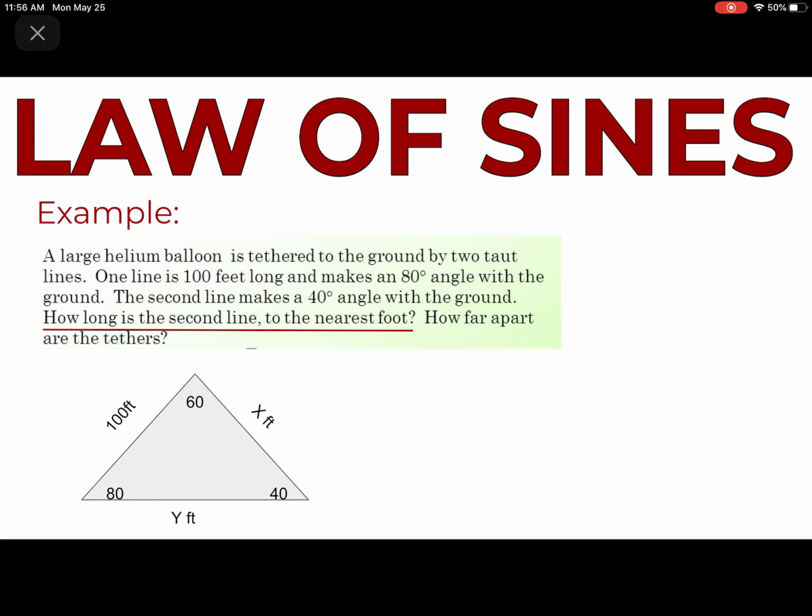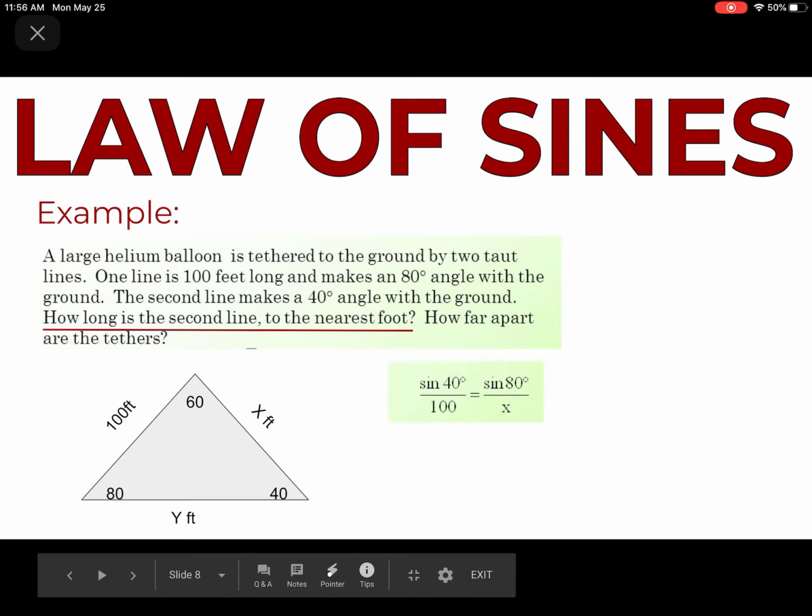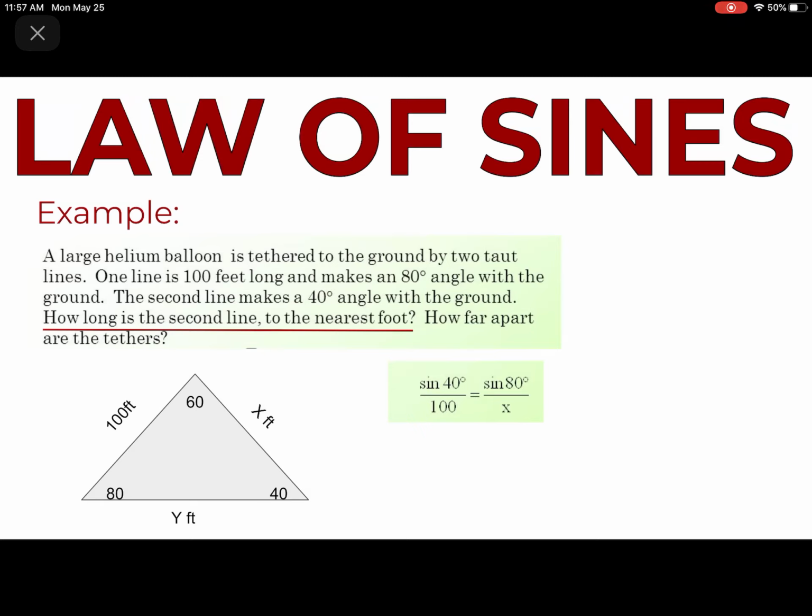Okay, so this is our picture. I don't have the degree sign on my angles, but that's what it is. We're looking for x in this question. X, how long is the second line? So to do that, we have sine of 40 over 100 equals sine of 80 over x. Now I have x, I'm going to multiply both sides by x, and then I'm going to multiply both sides by 100. So I have x sine 40 equals 100 sine 80. X is going to equal 100 sine 80 over sine of 40.